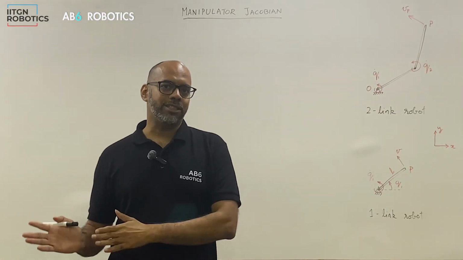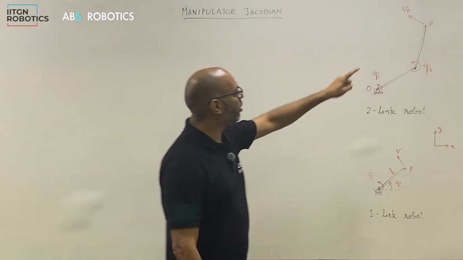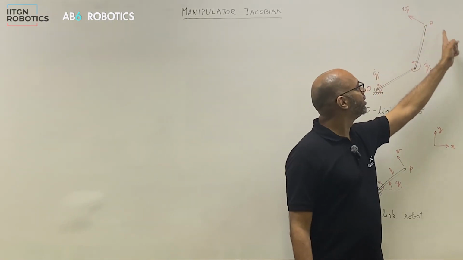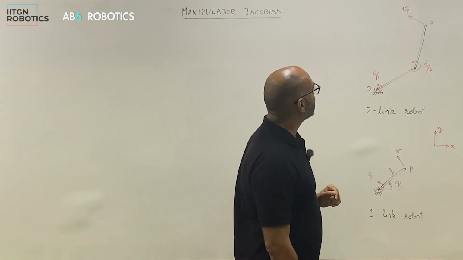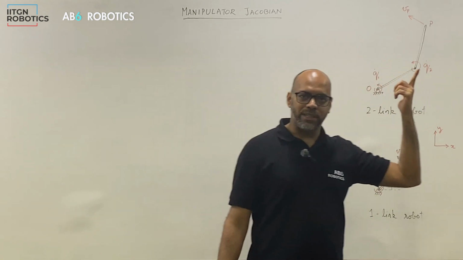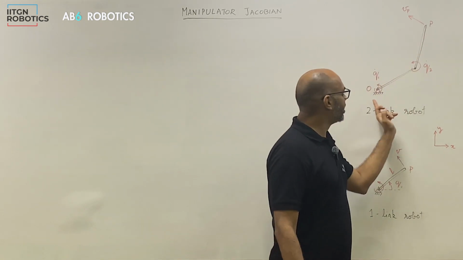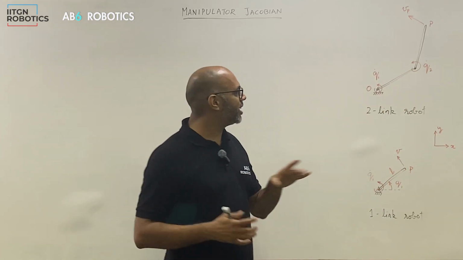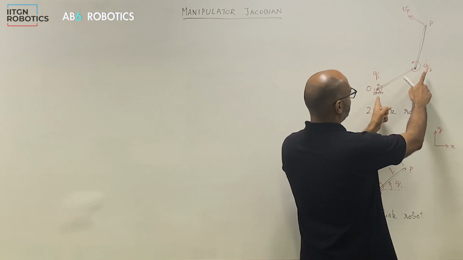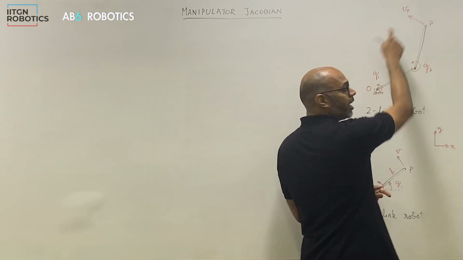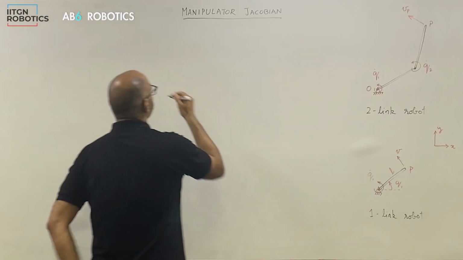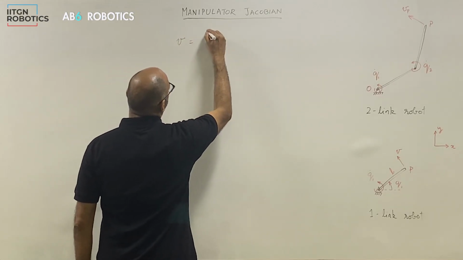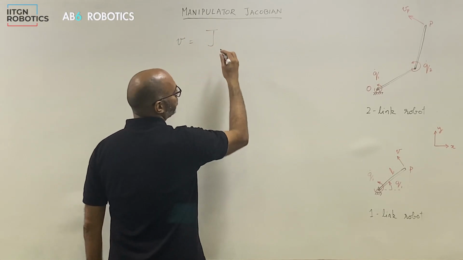But what is of interest to you as a roboticist is what the robot end tip, or the end effector, is doing, and let's call that point P. So what is the velocity of point P? You want to know that, but you can only measure these. So the Jacobian is nothing but the relationship between these two things that you can measure and what is happening at the end.